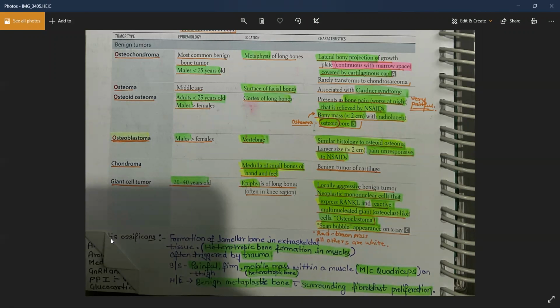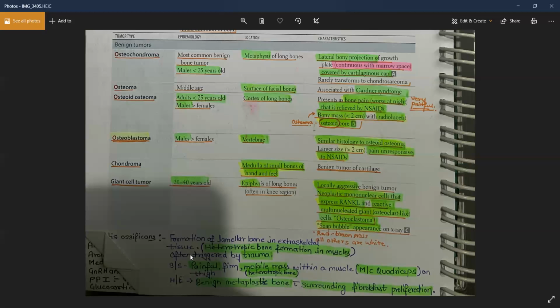That happens because of inflammation of the muscle. Generally it happens because of a sudden trauma to the muscle, like a kick from an animal such as a horse on the thigh. The most common location is the thigh. So patients generally have a history of trauma, and after that trauma the patient starts having bone formation, the ossification of the muscle.